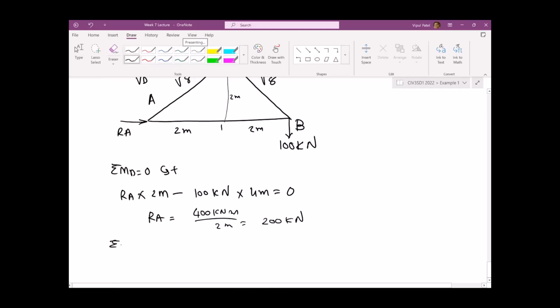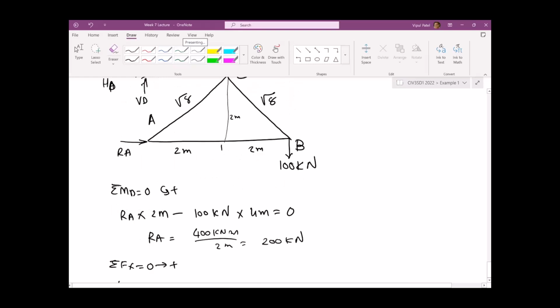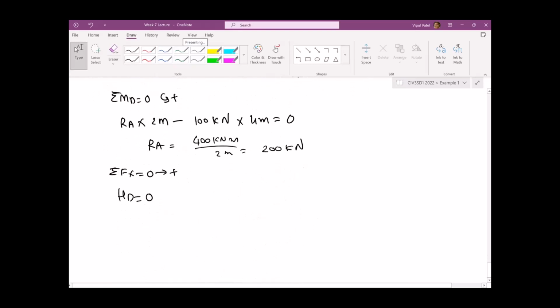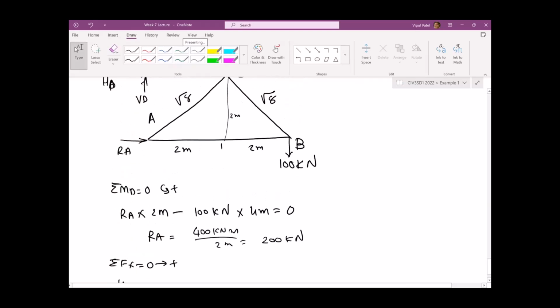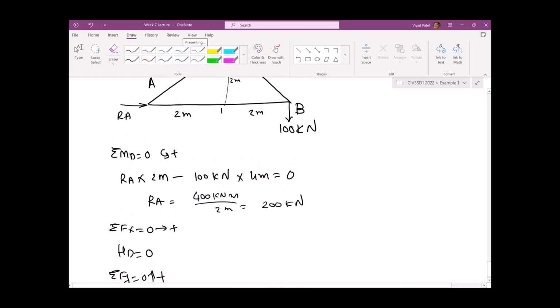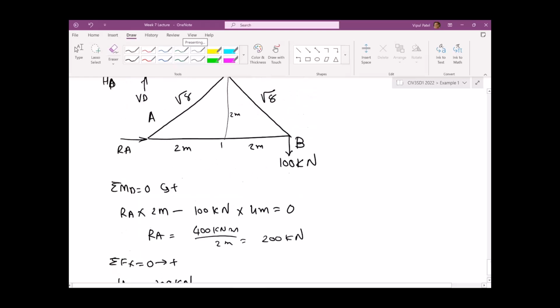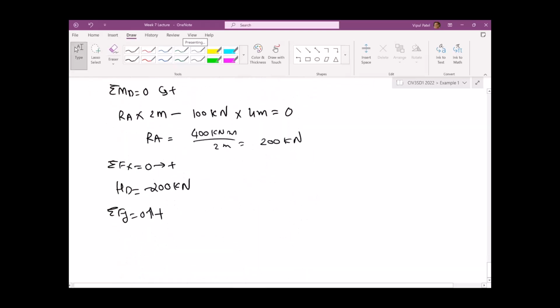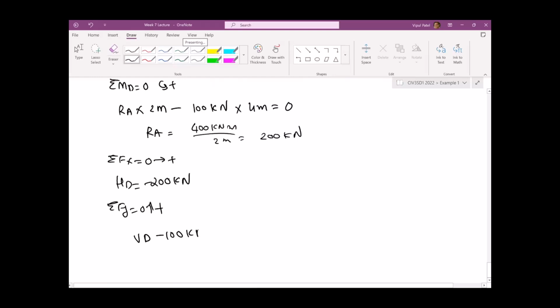Sum of the forces in the x direction equal to 0, left to right is positive. So HD equal to 0. Sum of the forces in the y direction, upward is positive. So VD, oh sorry, we have HD would be minus 200 kilonewtons because we have RA force as well. VD going up and minus 100 kilonewtons. So VD equal to 100 kilonewtons.